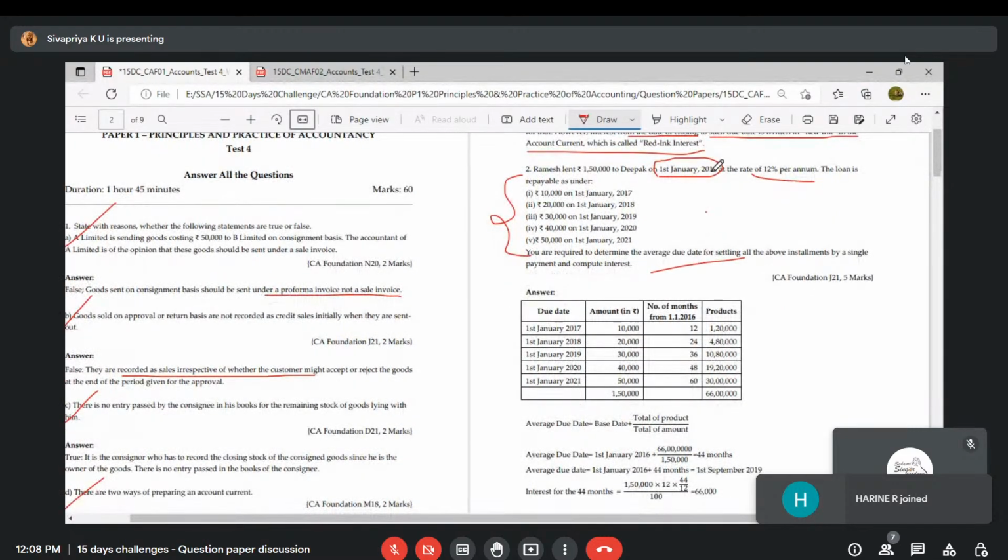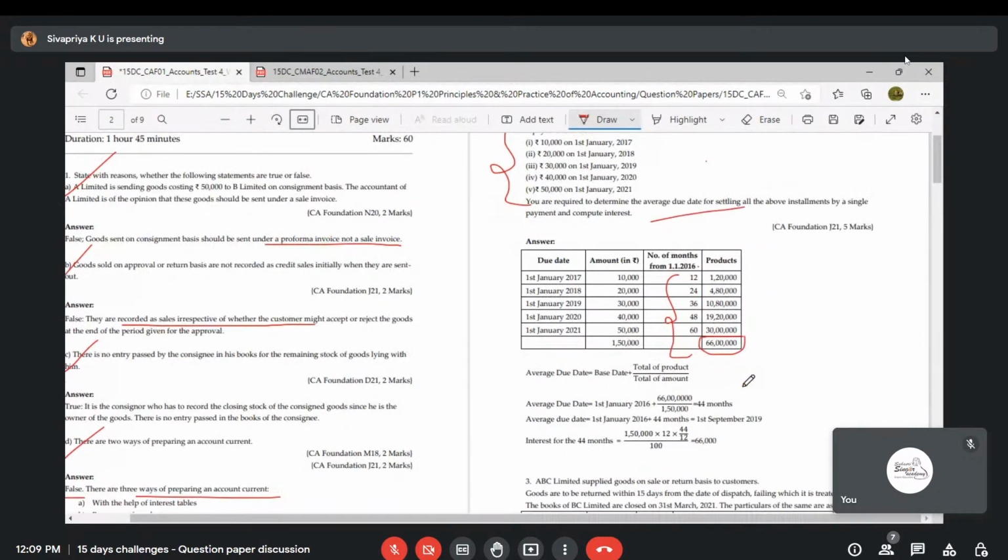So starting 2016 is the base year. From that, for each year's due dates we pay, you have to calculate it in months. So calculate in months and multiply the loan repayment amount into the number of months. What we will get is the product. And the sum of the products is 66 lakhs.